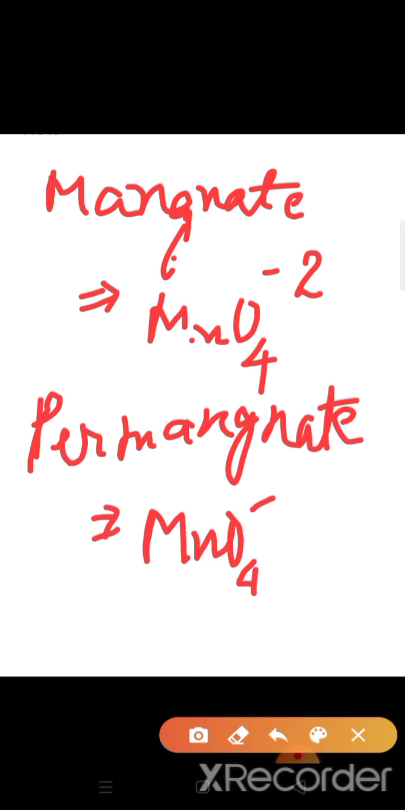Now we are going to discuss the anions of chlorine. It creates 4 oxide anions, just like Cl negative, ClO negative, ClO2 negative, ClO3 negative and ClO4 negative. Halogens create 4 kinds of oxide anions.